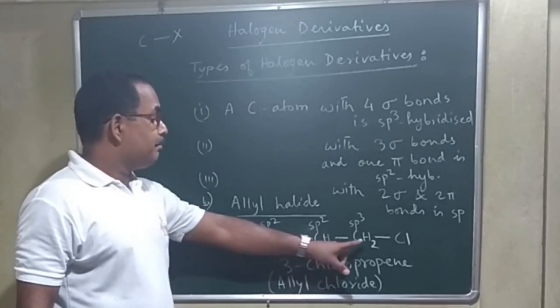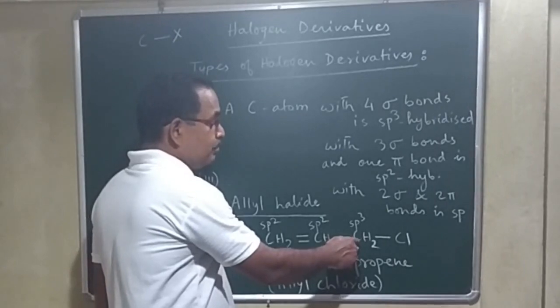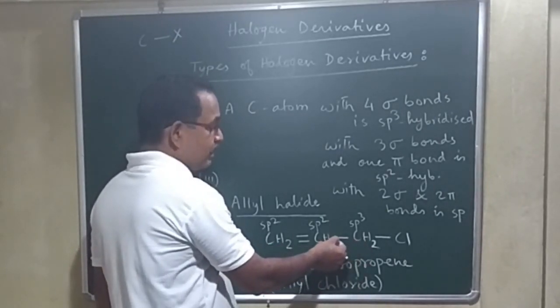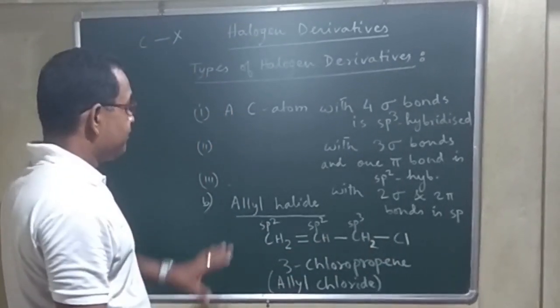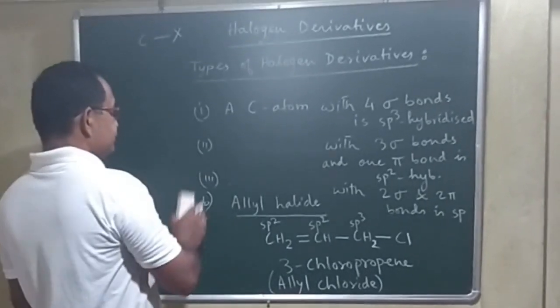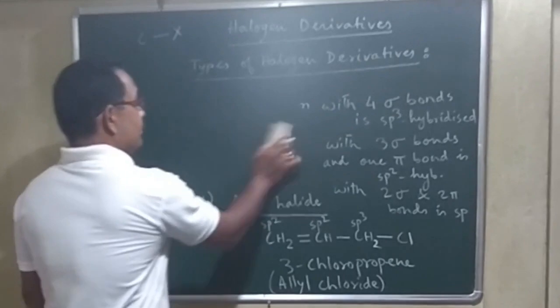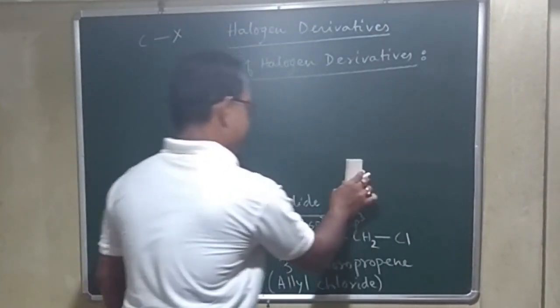Similarly this one, but here the case is different. In this case the carbon is connected to 4 sigma bonds. Look, 2 hydrogens, this is carbon carbon, this is carbon chlorine, 4 sigma bonds, so this is sp3. Okay, so we have 2 types of haloalkanes belonging to the first type.